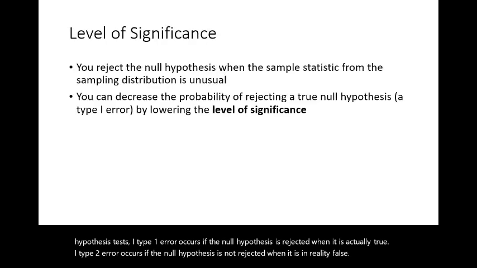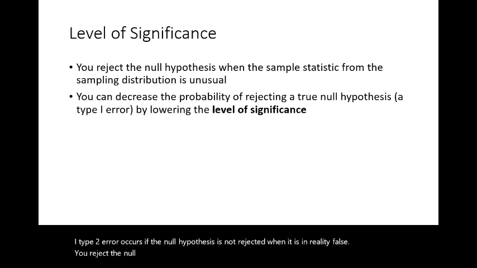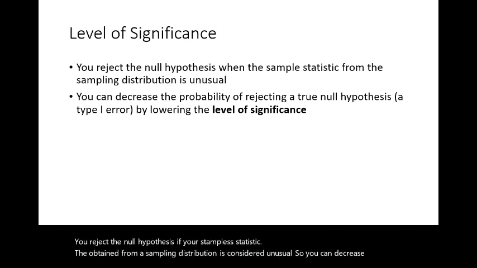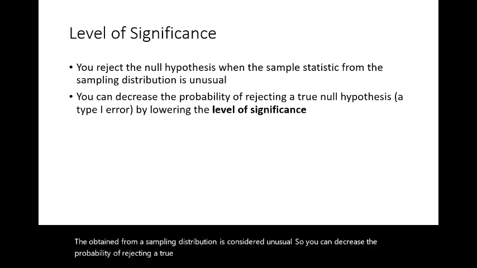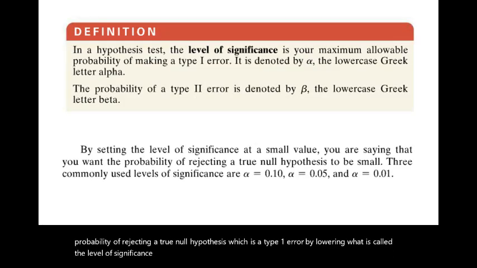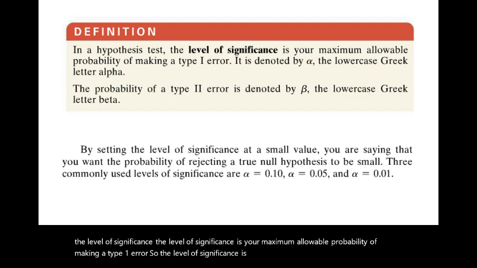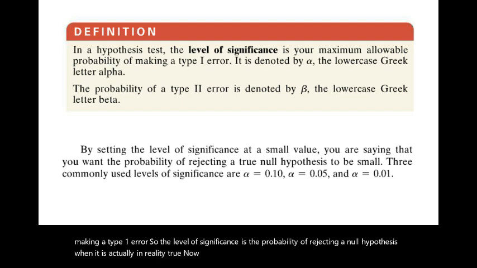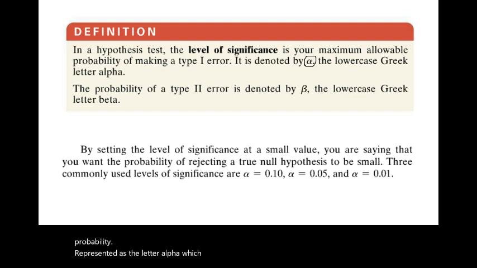Now, you reject the null hypothesis if your sample statistic obtained from a sampling distribution is considered unusual. So you can decrease the probability of rejecting a true null hypothesis, which is a type 1 error, by lowering what is called the level of significance. The level of significance is your maximum allowable probability of making a type 1 error. So the level of significance is the probability of rejecting a null hypothesis when it is actually in reality true. Now, the level of significance is going to be some sort of small probability represented as the letter alpha, which is the lowercase Greek letter alpha.